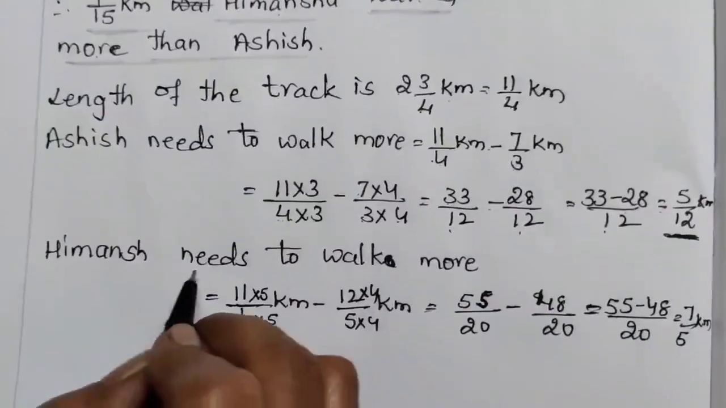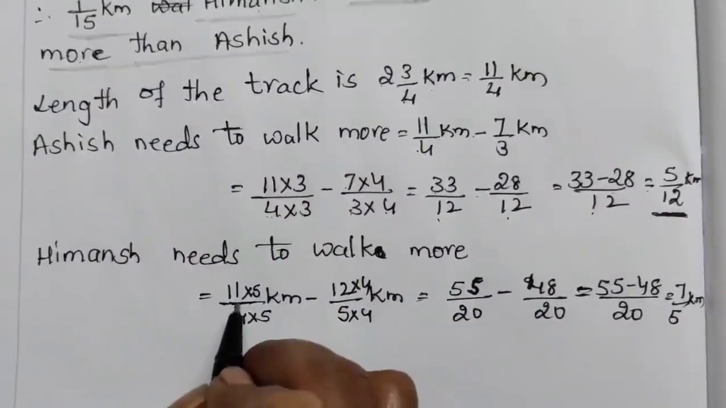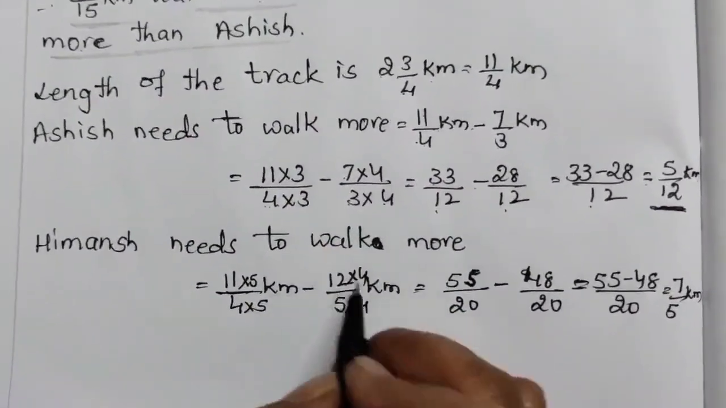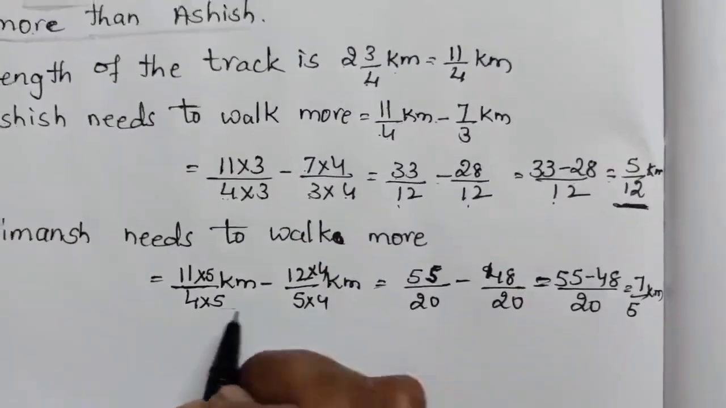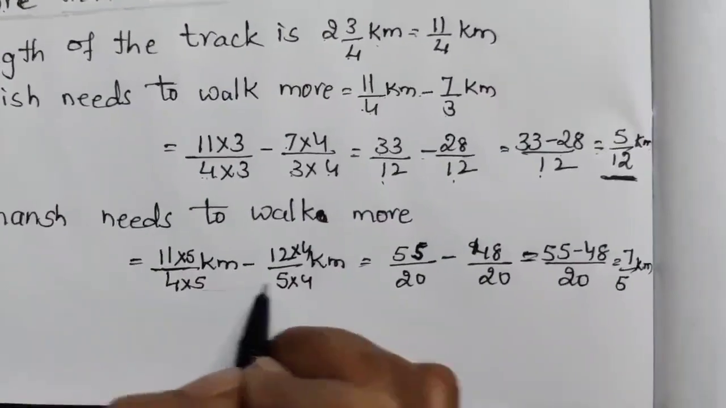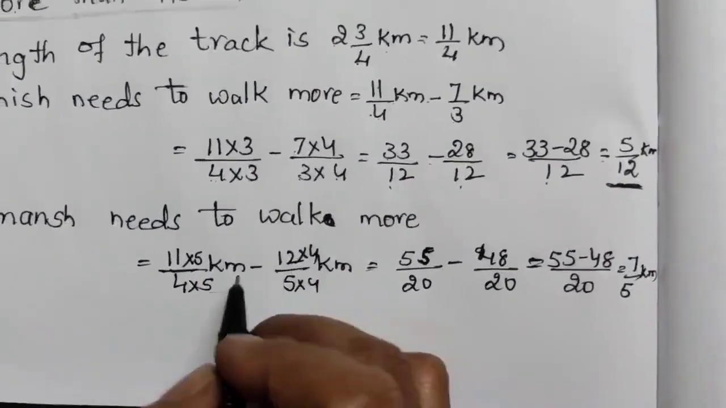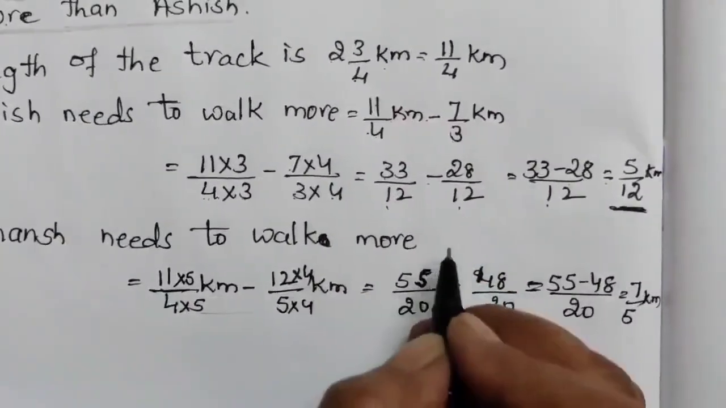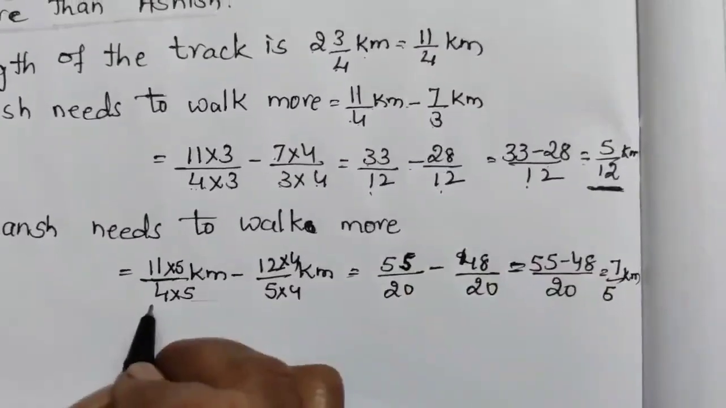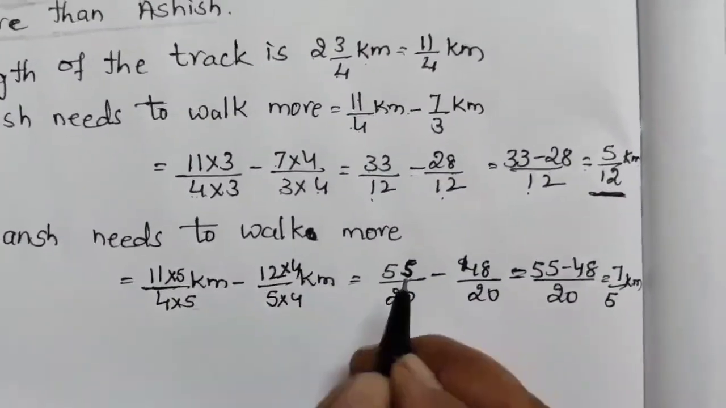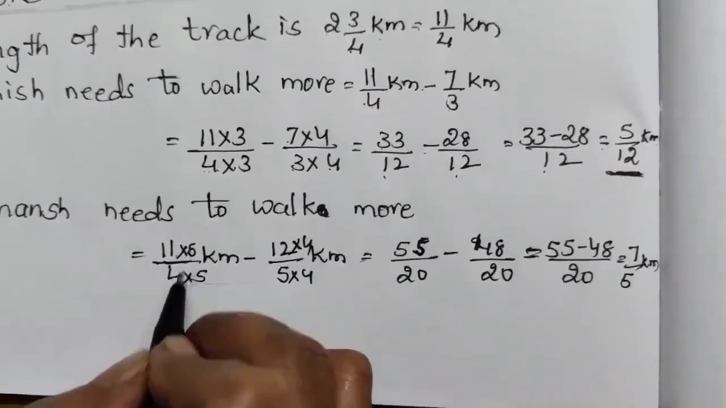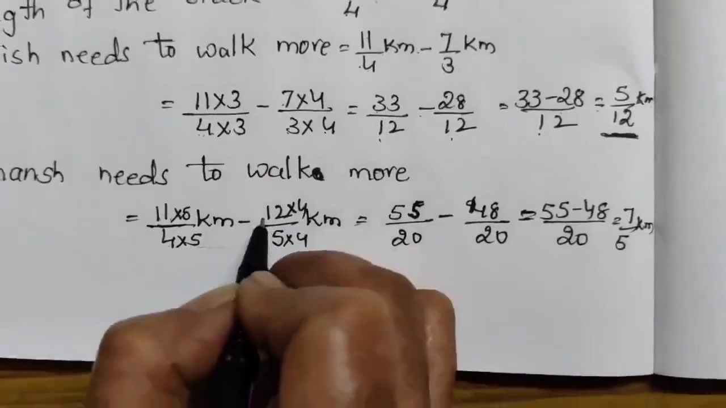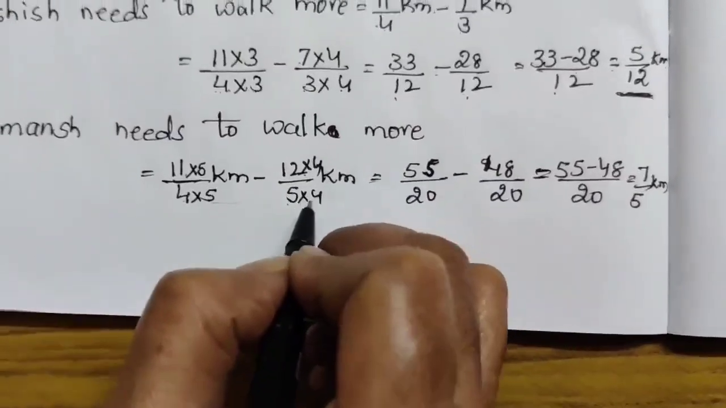Next, how much does Himanshu need to walk? 11 by 4 minus 12 by 5. Here you have to make like fractions. How do we make like fractions? By finding the multiples, and finding how many times it will go into those numbers. So 11 into 5, 4 into 5. 12 into 4, 5 into 4.